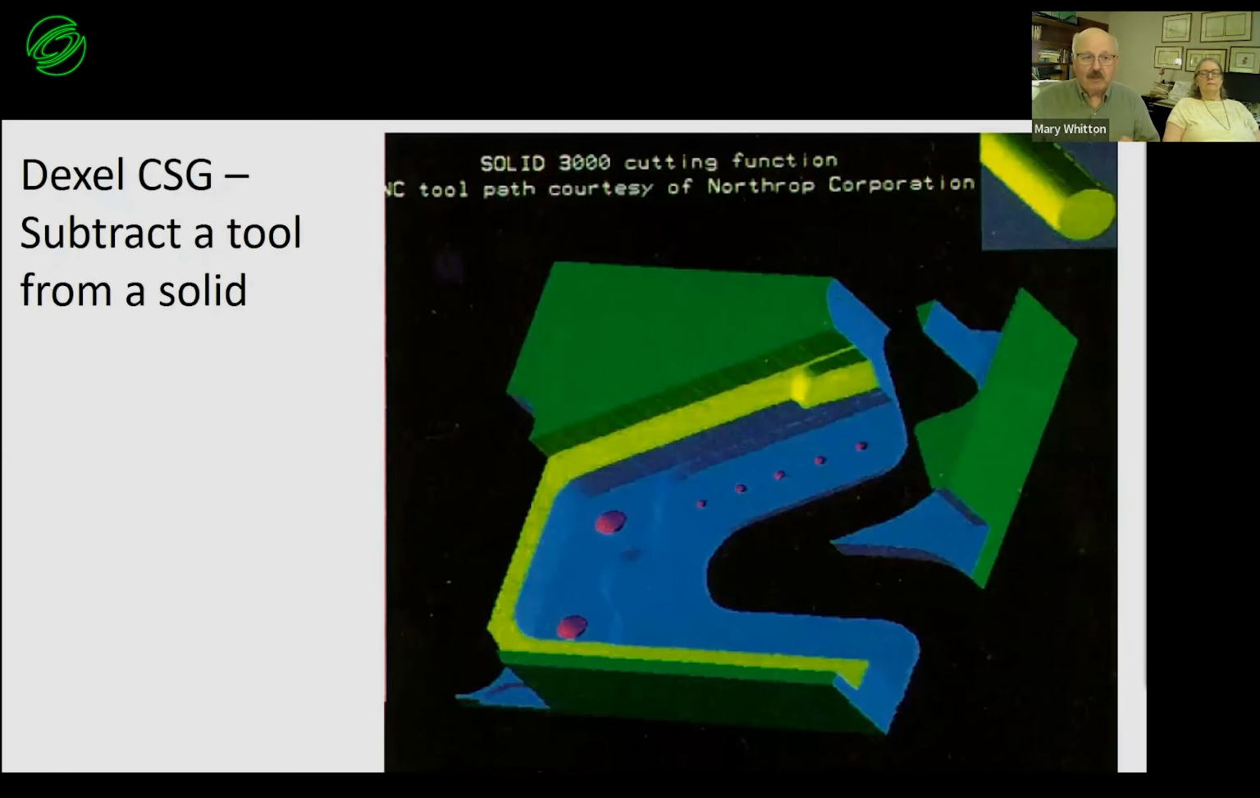One of the things that he did with it was constructive solid geometry. You could subtract a tool from a solid in real time. So this was a milling machine application, but you could interactively use this tool and nibble away at a solid because you had a complete solid definition within this dexel structure. There's videos on the web.